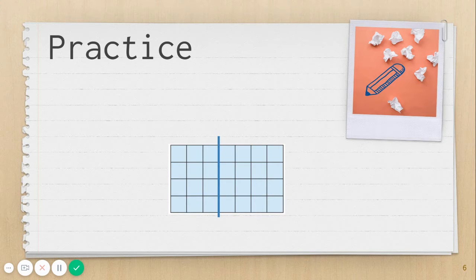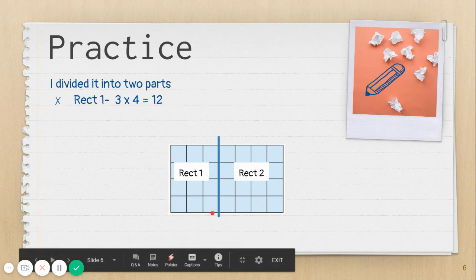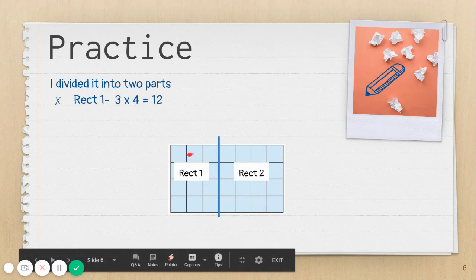All right, here we go. Here is how I am going to decompose my rectangle. I have rectangle 1 and rectangle 2. Rectangle 1 has a width of 3 and a length of 4. 3 times 4 equals 12. So rectangle 1 has an area of 12 square units. If I counted all these squares up, I would have 12 squares.